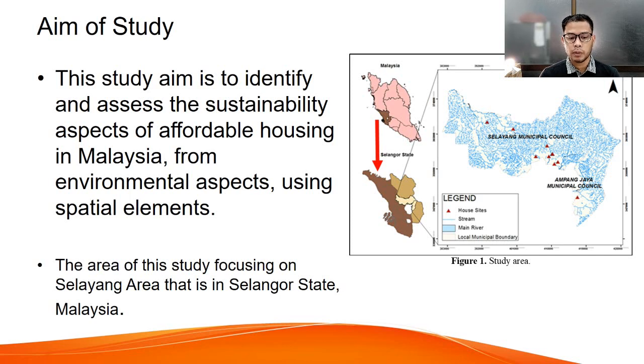So the aim of this study is to identify what facilities or surrounding areas, what indicators, can be used to measure or assess the sustainability level in terms of the environmental aspect only. We are using spatial analysis and spatial data of the surroundings of affordable housing. The study area is in one state in Malaysia, Selangor, where we focus on two districts, Selayang and Ampang Jaya. That is the aim and also the scope of this study.